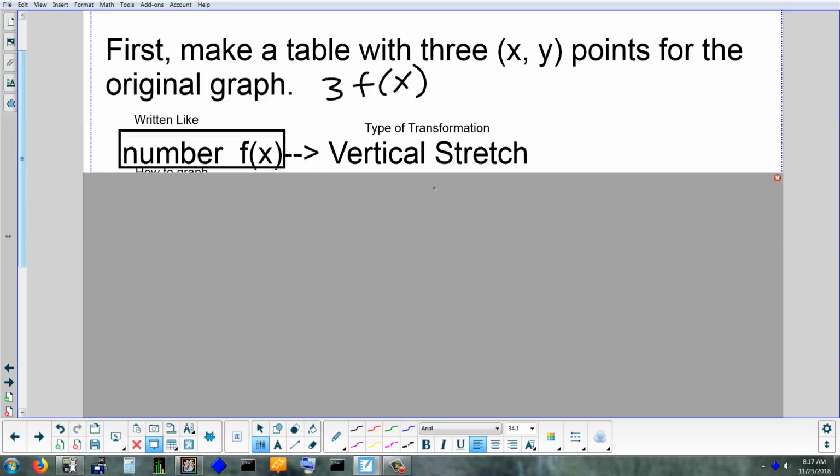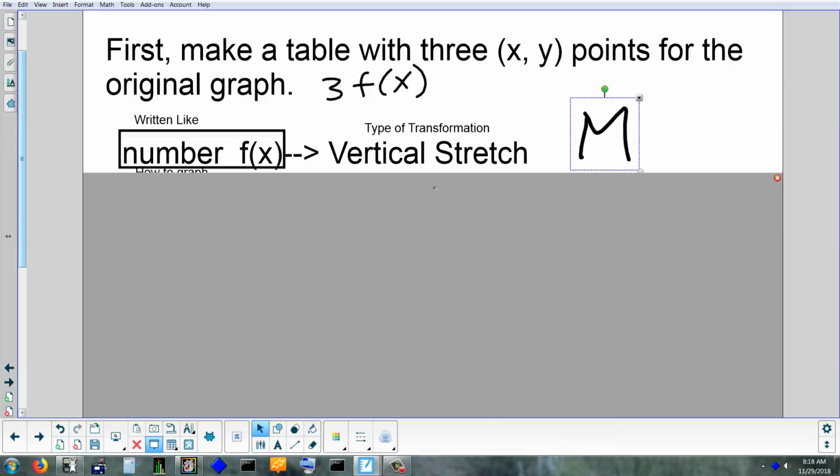Anytime you put a number in front, what that's going to do to your graph under type of transformation is it's going to stretch it, right? Let's say I had a circle, and then I decided to stretch it vertically. It would do that to it. That's a vertical stretch. You distorted it. It doesn't look the same anymore because you stretched it out. Right? That's a vertical stretch.